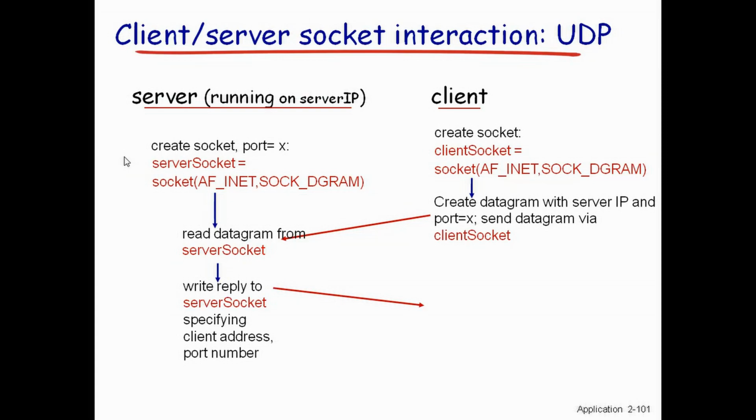So then what it does, after reading it, it will reply to the server socket specifying client address and then port number. Okay, so it will send it through the server socket, because it will extract the client's IP address as well as the port number from the message that it has received here. From this message, it will extract the client's IP address as well as the port number.